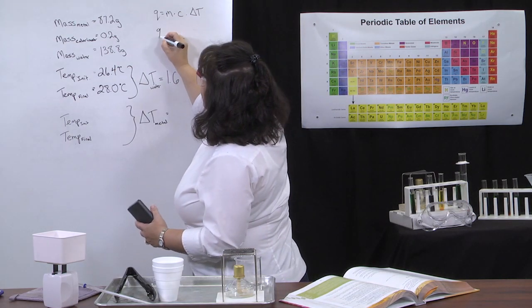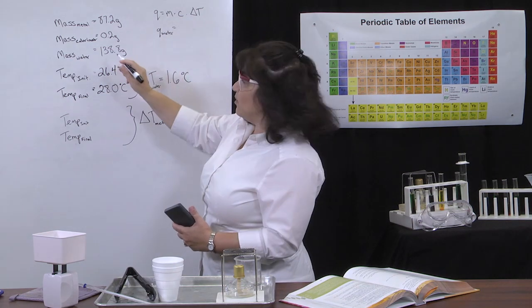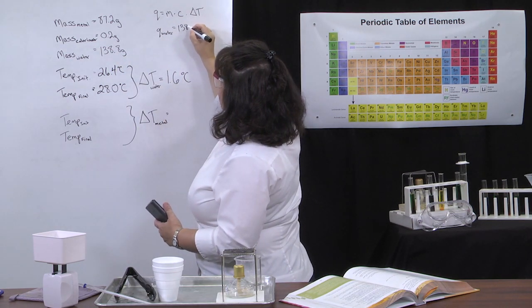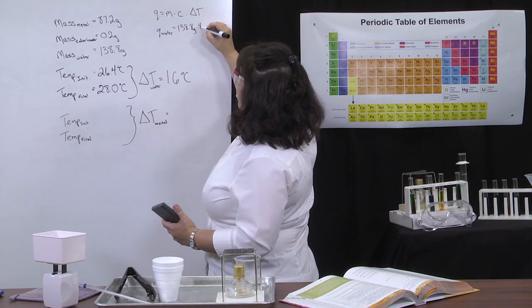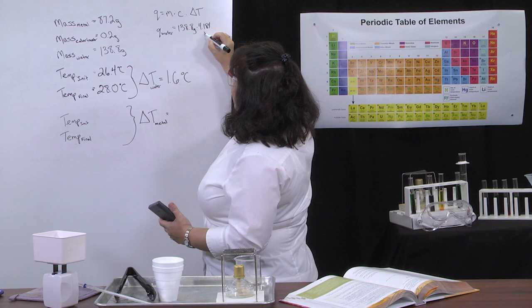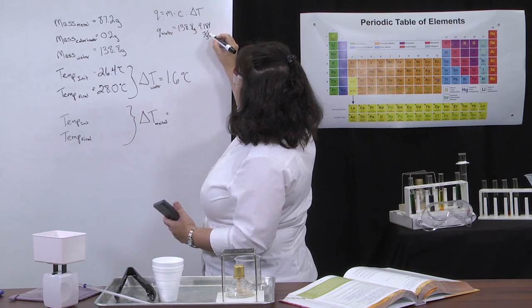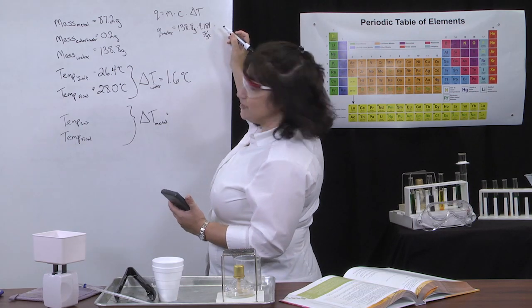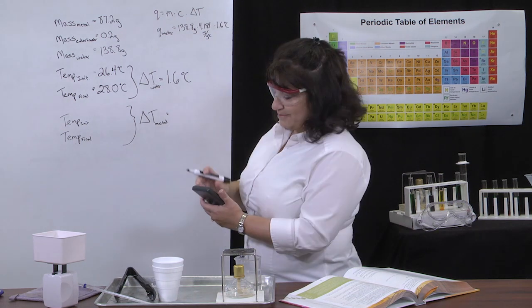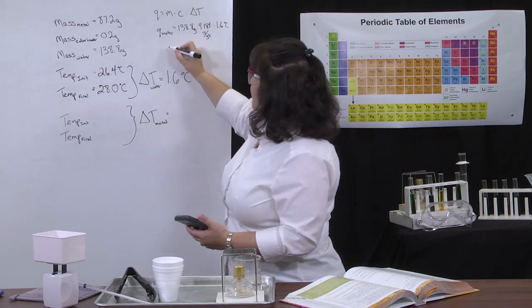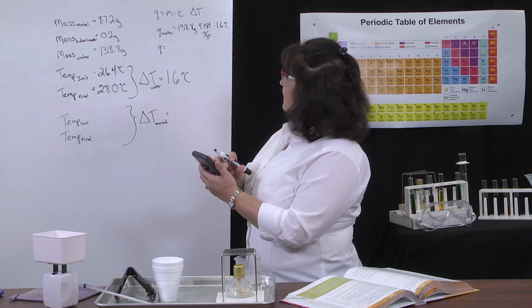So our Q of water is the mass of water times C, 4.184, and that's joules over grams degrees Celsius, times our change in temperature, 1.6 degrees Celsius. Let me run those numbers. 138.8.